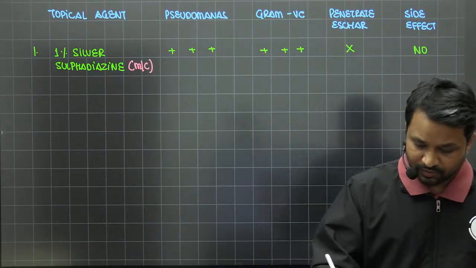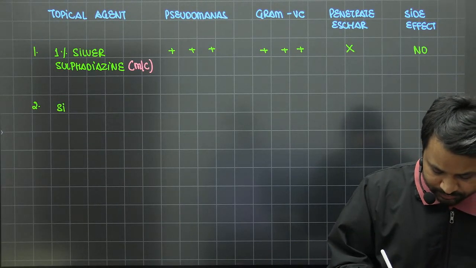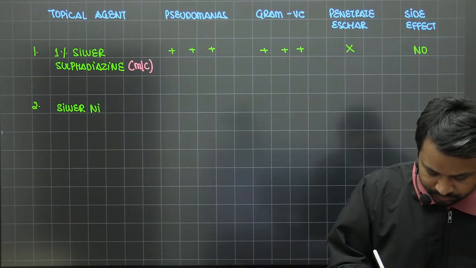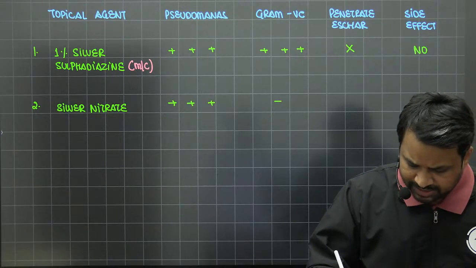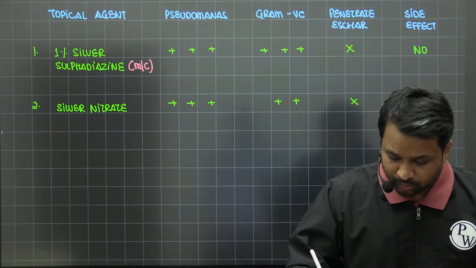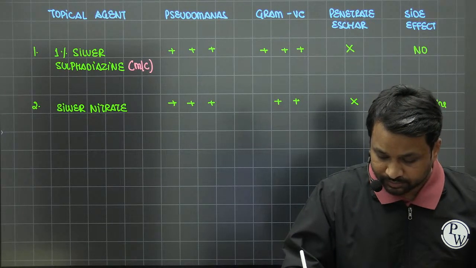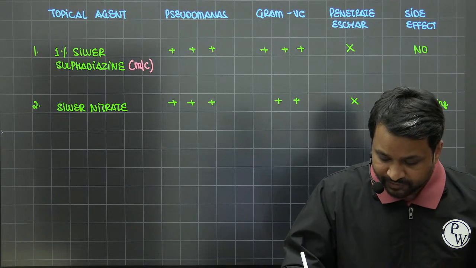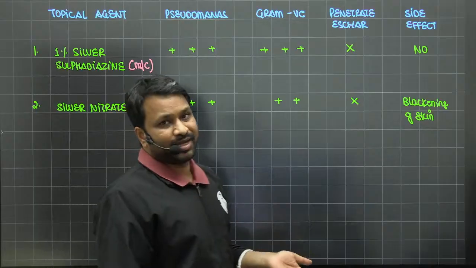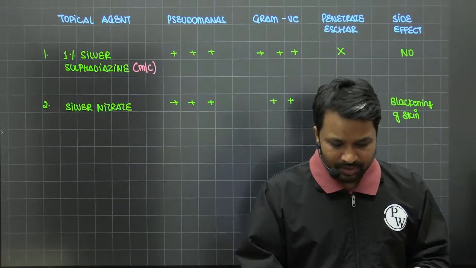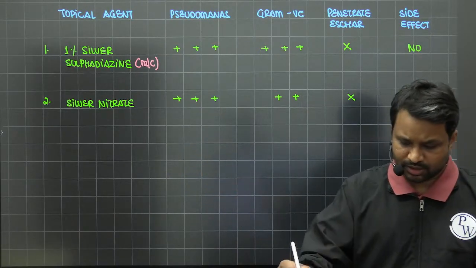Now, apart from silver sulfadiazine, another one that you have is silver nitrate. Now look at silver nitrate. It has very good action against Pseudomonas. It has decent action against gram-negative bacteria. It cannot penetrate eschar. The problem with that, it results in blackening of skin. See, the burn itself is cosmetically deteriorating, and then you give an agent which further adds to the cosmetic issues. So the patient is not happy with this, and hence we don't usually prescribe it. You can still give it, but again there's a cosmetic problem with this. That is silver nitrate.